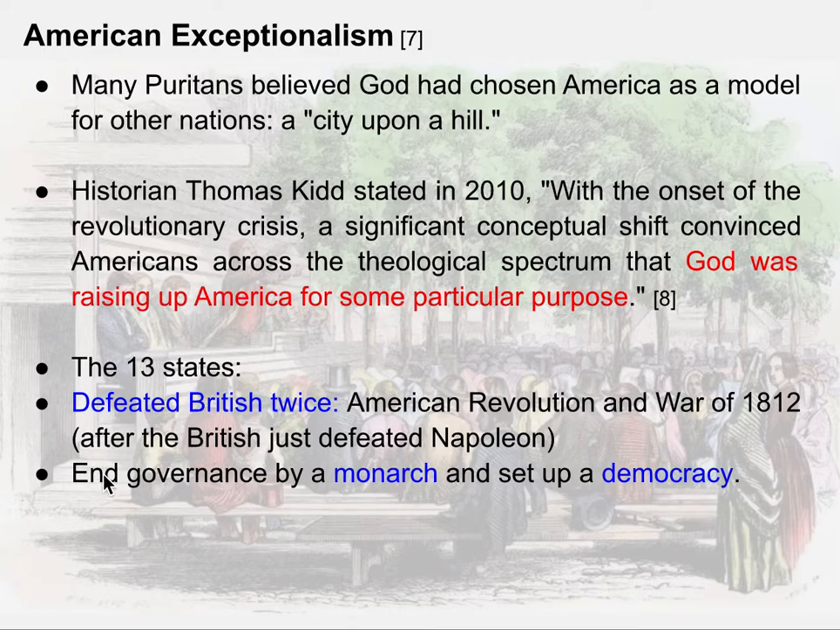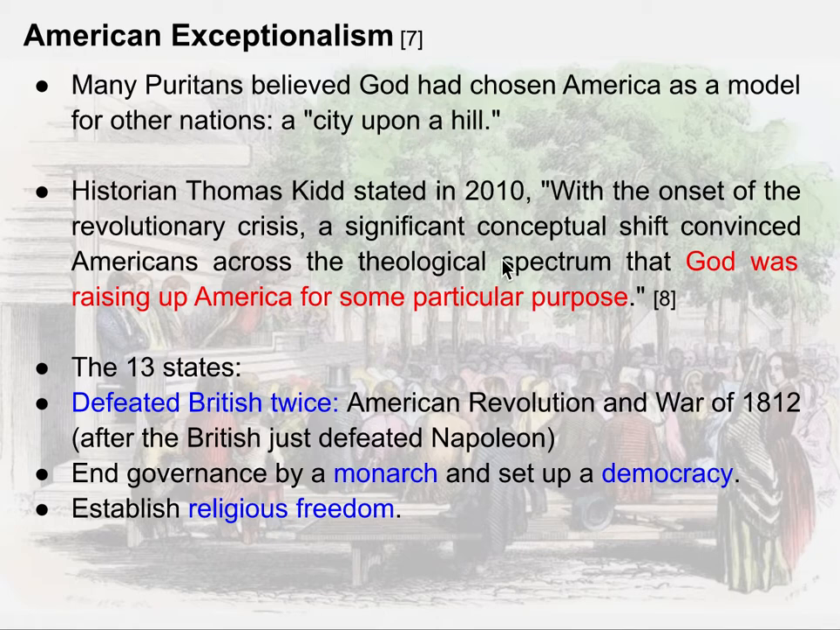The 13 states had just ended governance of a monarch, thrown off the tyranny of a monarch, and set up a democracy. Basically, no one's going to rule us, but we're going to decide how we want to govern ourselves. We beat the big dog. We said we're not going to be ruled by you. We're going to do it our way, and then they established religious freedom.